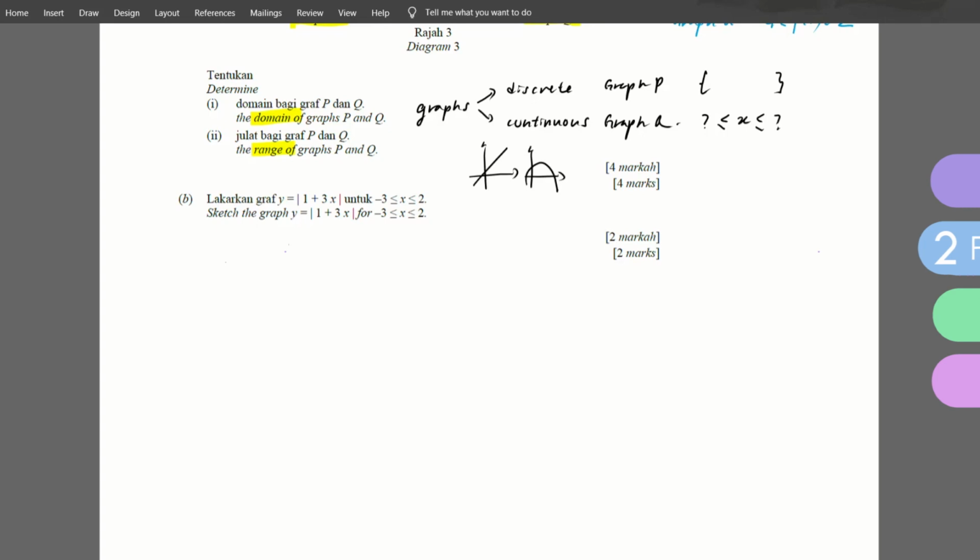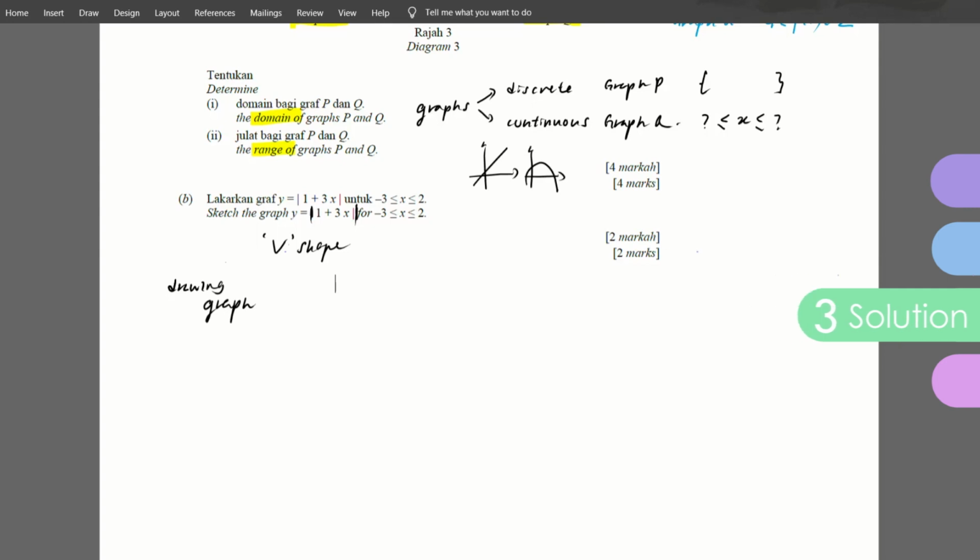So moving on to part B, we are required to sketch a modulus graph. So how do I know it's a modulus graph? Because there are two particular lines here. So make sure when we are drawing the graph, we need to make sure it is a V shape. So how do we draw this graph?